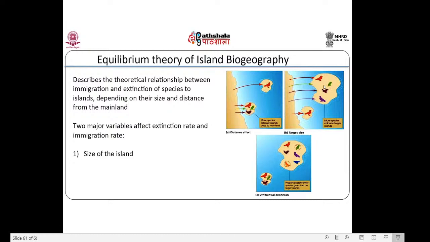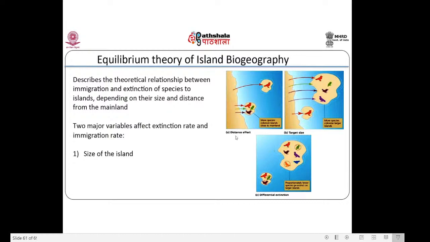Here the larger island is separated. There is a distance between the populations. That is the difference between the species. And differential extinction is totally different, since they lived totally isolated from the mainland.